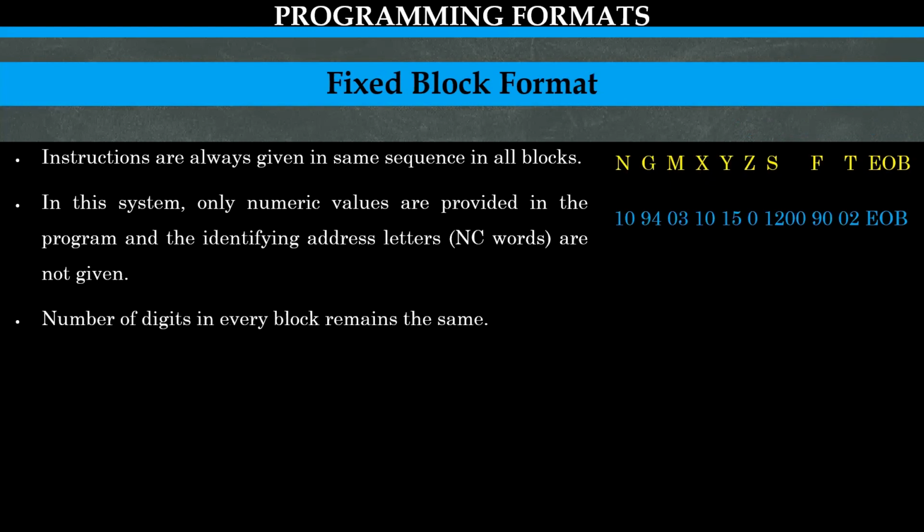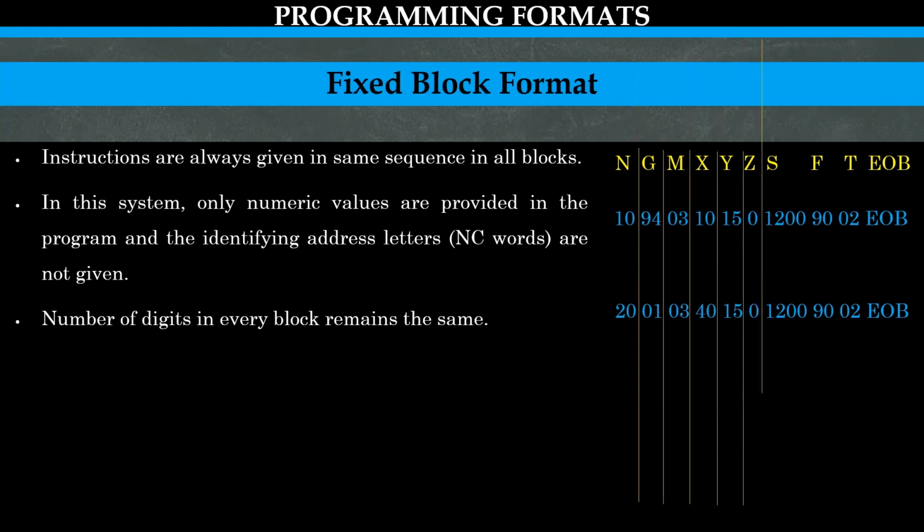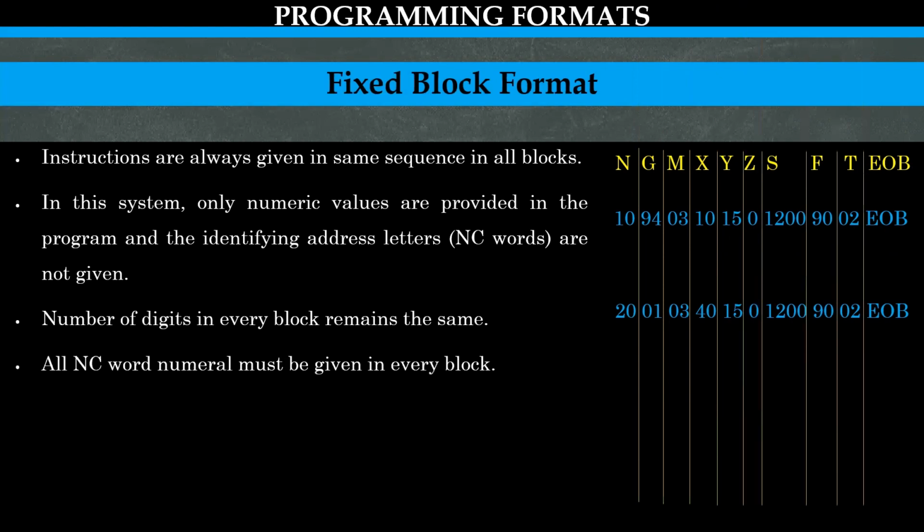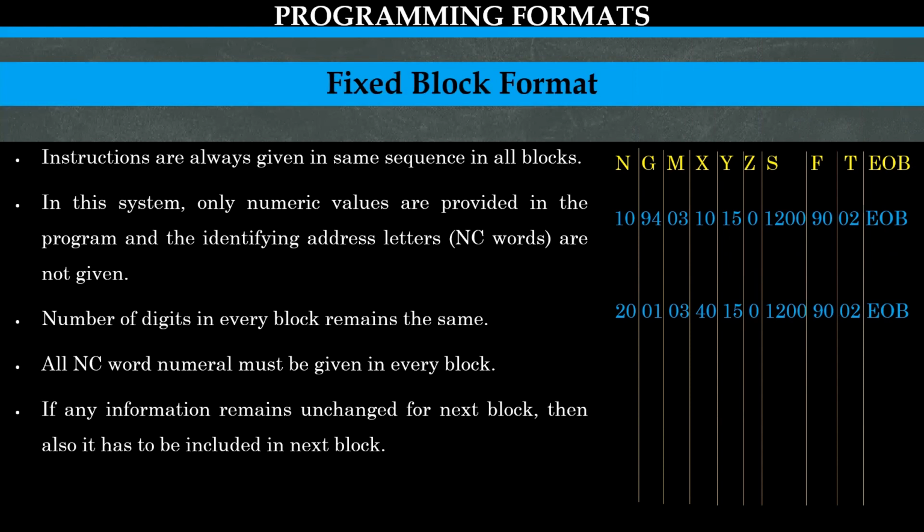Only numeral values. The number of digits in every block remains the same. If we compare block 10 and block 20, the number of digits in block 10 and the number of digits in block 20 are exactly equal. All NC word numerals must be given in every block. If an NC word numeral is not changing from the previous block to the next block, then also it has to be included in the next block of instruction.